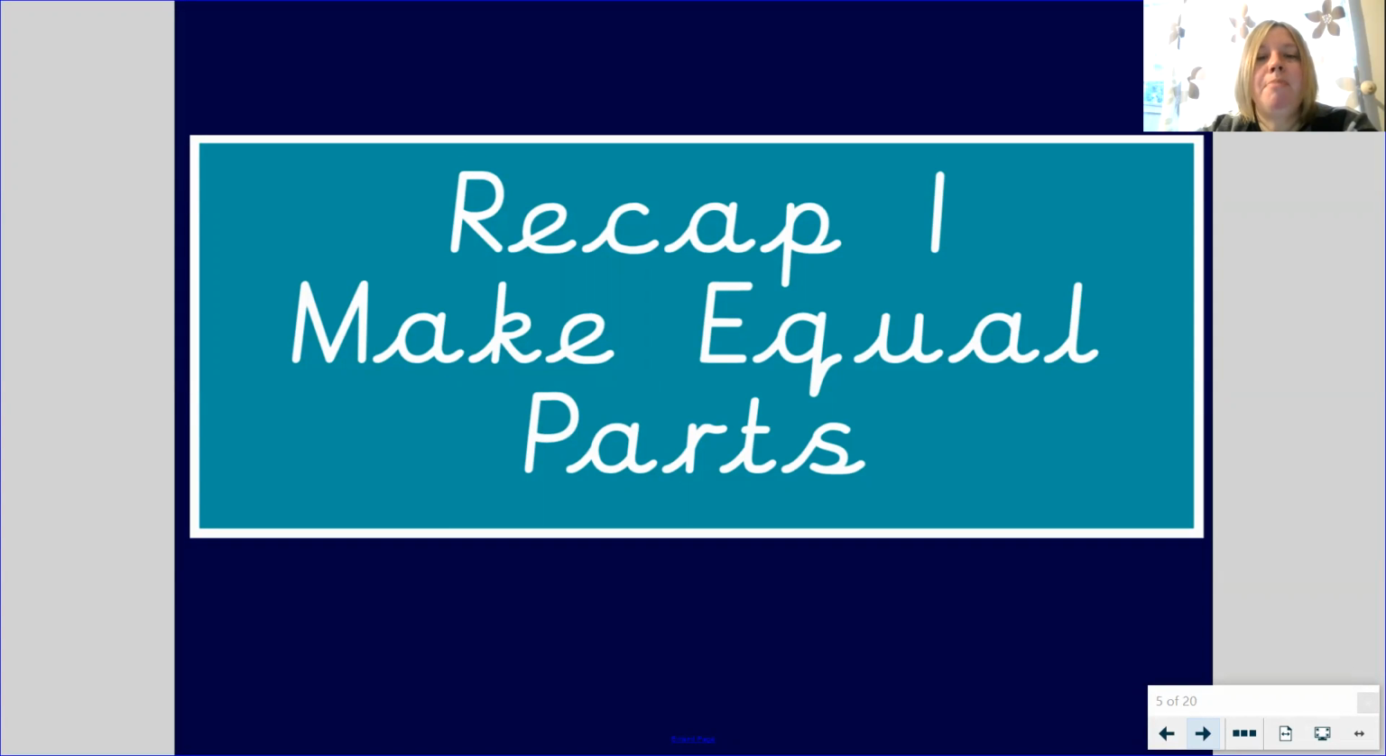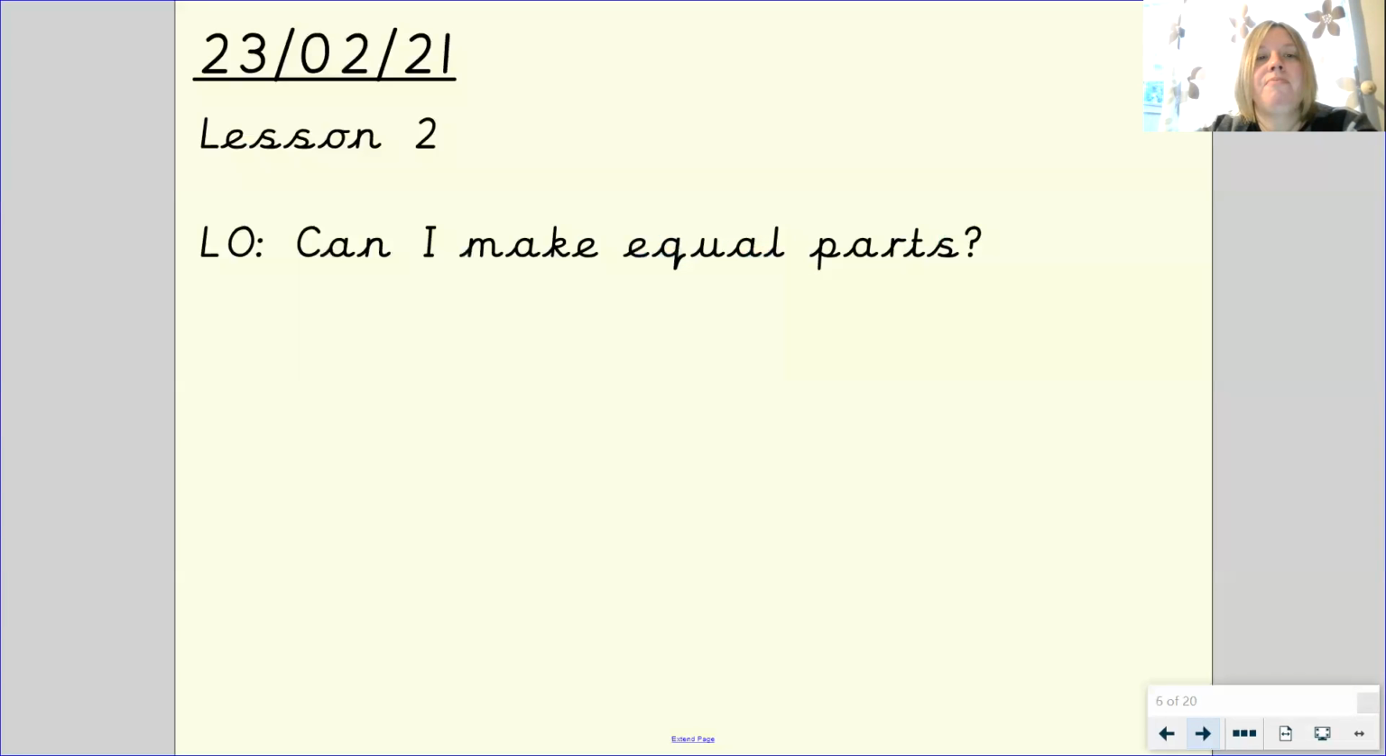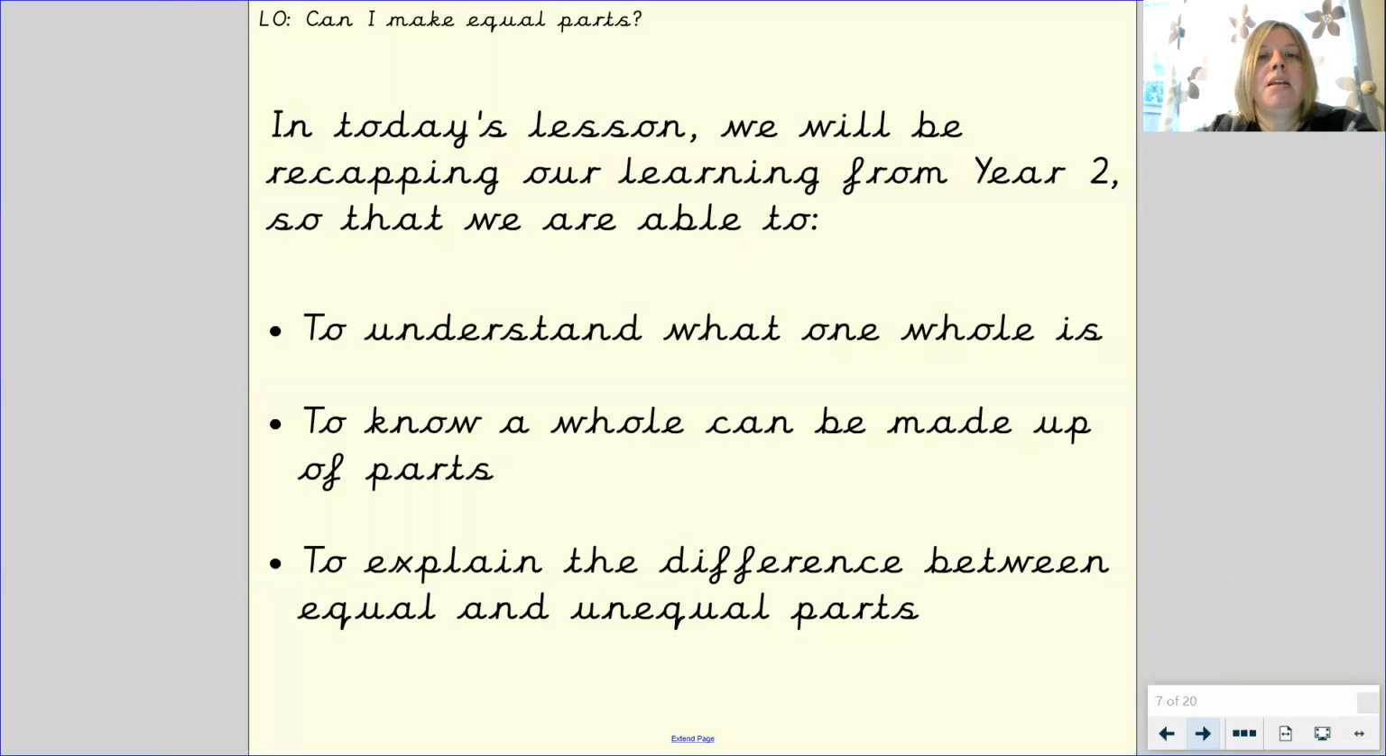Today, we are going to be making equal parts. Our learning objective is, can I make equal parts? In today's lesson, we will be recapping our learning from Year 2 so that we are able to understand what one whole is, so that we know a whole can be made up of parts. And we will also explain the difference between equal and unequal parts.